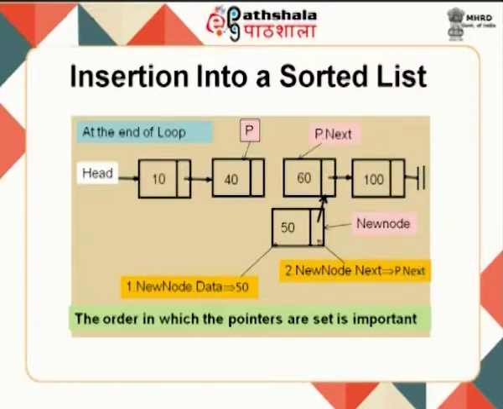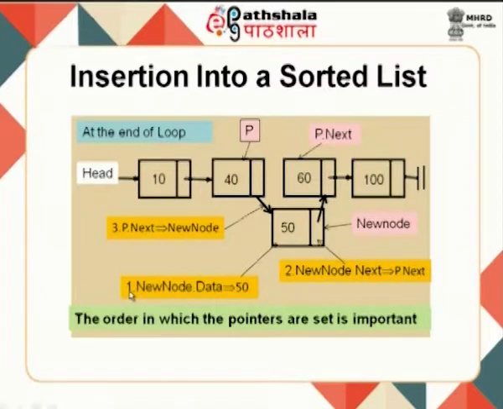In the third step, the new P dot next is no longer this, but is this. So, I have to put P dot next is equal to new node. That is what I do here, that is the third step. So, now what has happened? I have finished the insertion.